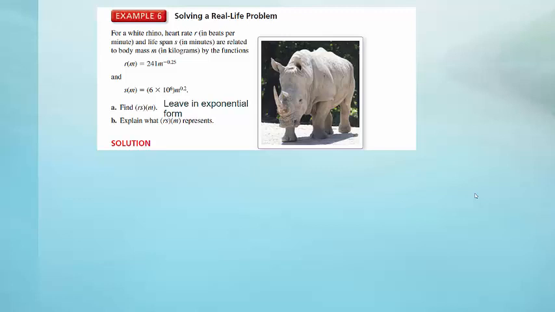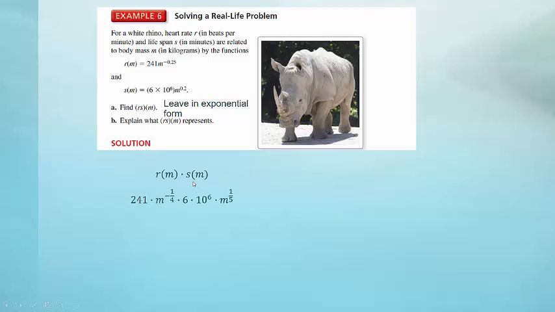They also give you a formula for his lifespan that you can see. So we're doing 6 times 10 to the 6, and then taking that times his mass to the 0.2 power. So what does all this mean for you? Letter A says we want you to find R times S of M. So the first thing they want you to do is take your R of M function and multiply it with your S of M function.